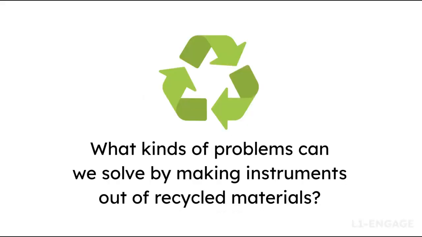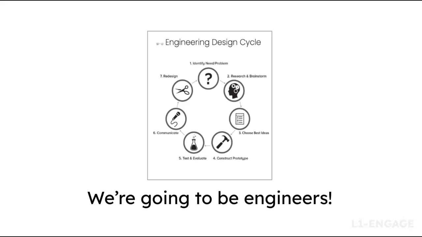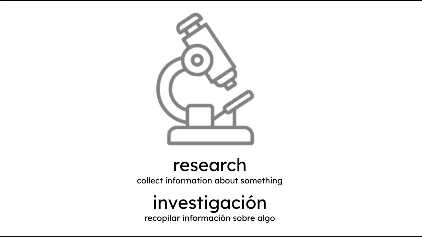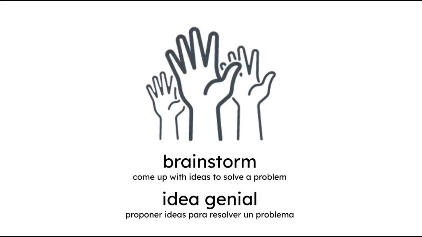You'll ask what kinds of problems we can solve by making instruments out of recycled materials, and have students view the Engineering Design Cycle journal page and explain that in this unit, students are going to use the Engineering Design Cycle to explore and solve problems. They are going to be engineers as they learn more about how they can use sound and light to design tools and create a puppet show. You'll post and discuss the design, research, and brainstorm vocabulary cards.